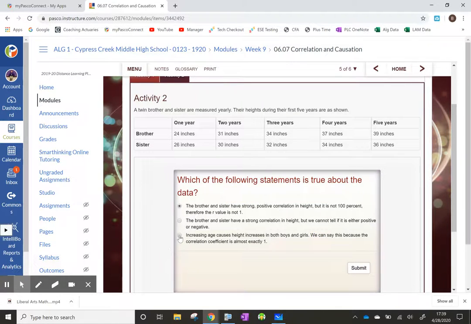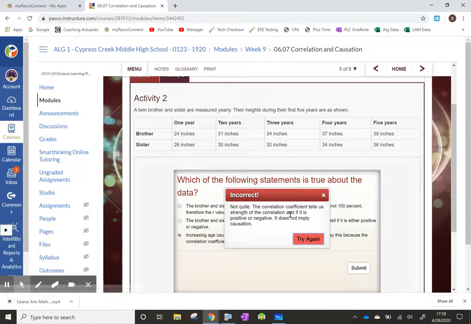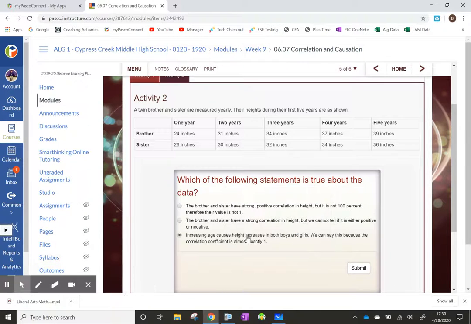Why did it say that last one was wrong? Just out of curiosity. The correlation coefficient tells the strength of correlation and whether it is positive or negative. It does not imply causation. So this is assuming that there's a causation there, whereas this one was not. So that's, I guess, why I mixed them up. But no big deal.